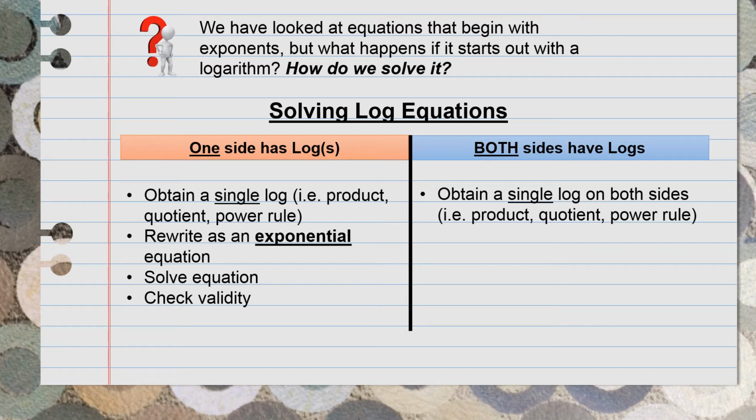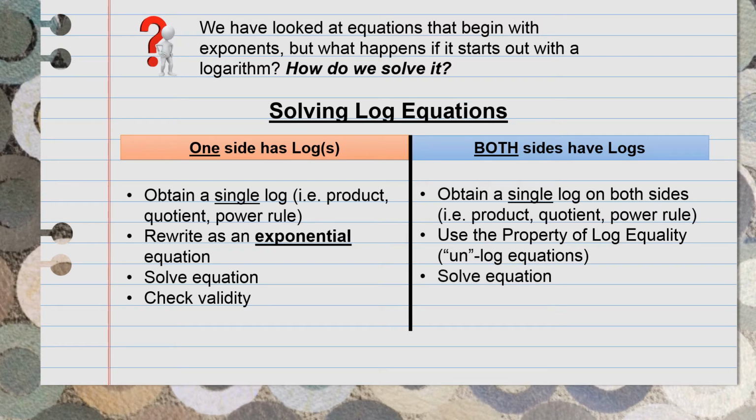Once you've done that, then you will apply the property of log equality. In other words, you will have the ability to unlog an equation, as long as what you do to one side, you must do to the other. From there, you solve the equation, and then again, you have to check the validity. Once you have your answer, you must take it back to the original and make sure that you're taking the log of a positive value. Let's look at a few examples.